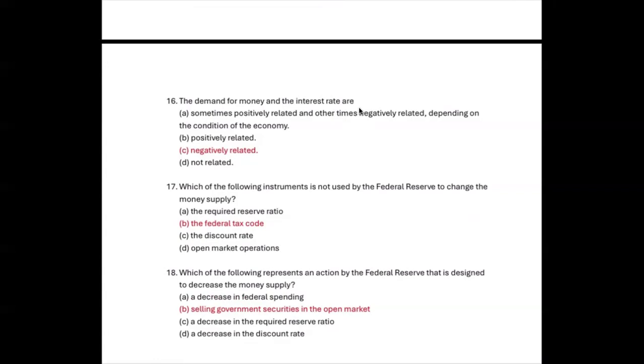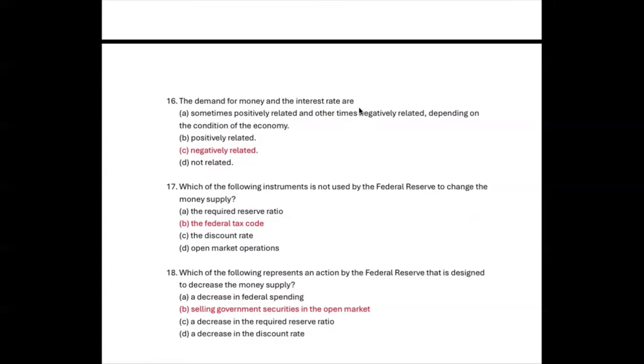And question 17 is about the definition. The federal tax code is not used by the Federal Reserve to change the money supply, and all the others, A, C, and D, are the tools to change the money supply.